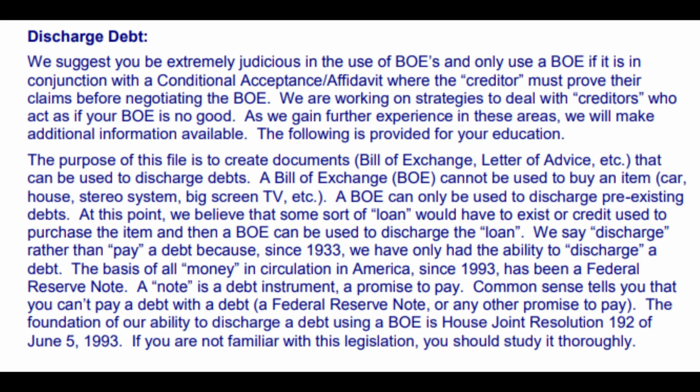So in the use of the BOE, bill of exchange, and only use of a bill of exchange, if it is in conjunction with a conditional acceptance affidavit where the creditor must prove their claims before negotiating the BOE. Meaning that if it's a claim that you didn't enter into voluntarily and you have somebody trying to send you a bill and all that, that's different than if you made an agreement with somebody that's going to accept this, because then it'll be easier to get the process done because there's not going to be any resistance there from somebody who thinks that they know what they're talking about.